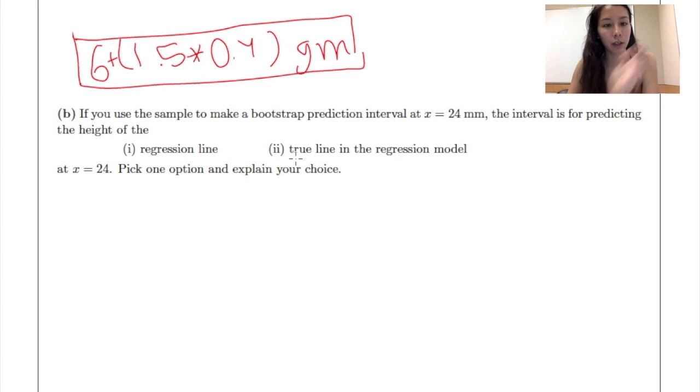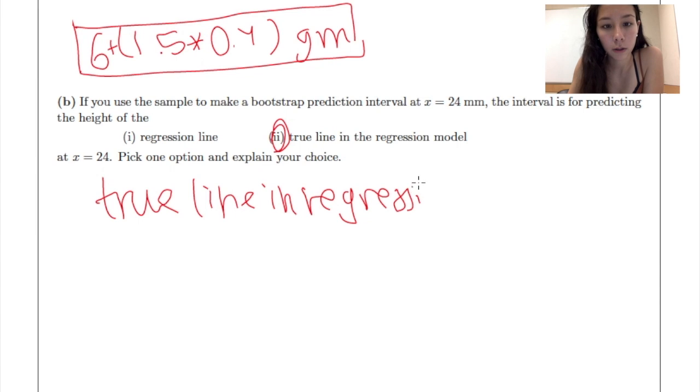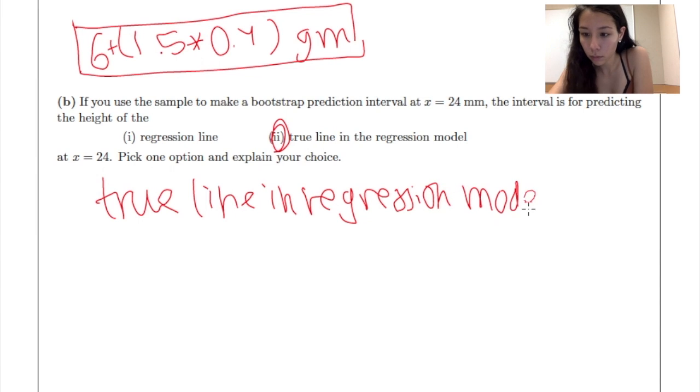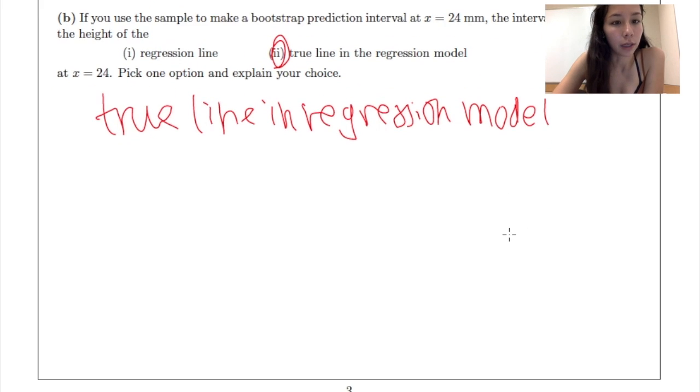Okay, so if we think about it, we actually already have the equation for the regression line, so we don't need to be predicting that. What we are actually predicting is the true line in the regression model, because we already have the regression line and we're just looking for how close it is to the actual line. So in this case, we are looking for an estimate of the true line. And again, you would definitely want to add some more explanation, but that's okay. All right.